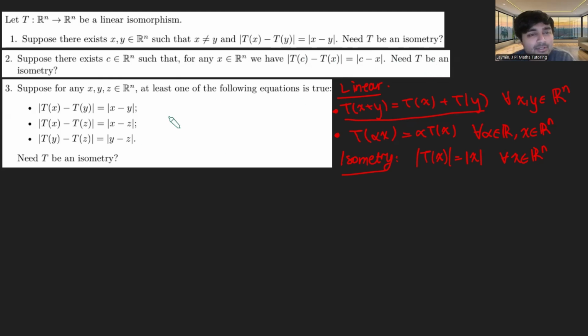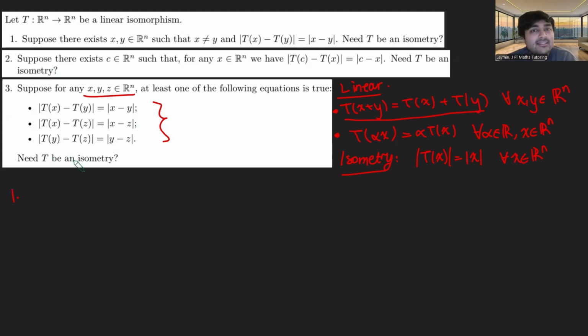And finally, part three: suppose that for any three points x, y, and z, at least one of these three equations is true. The first equation says that the length of T of x minus T of y is the same as the length of x minus y. And the other two are pretty similar, except with x and z, and then y and z. Does T need to be an isometry here? Let's dive in with part one.